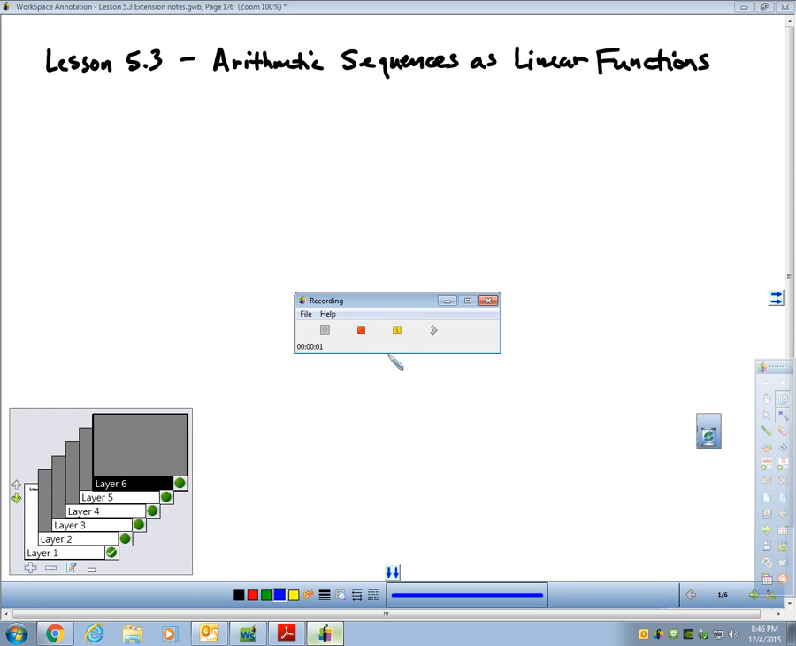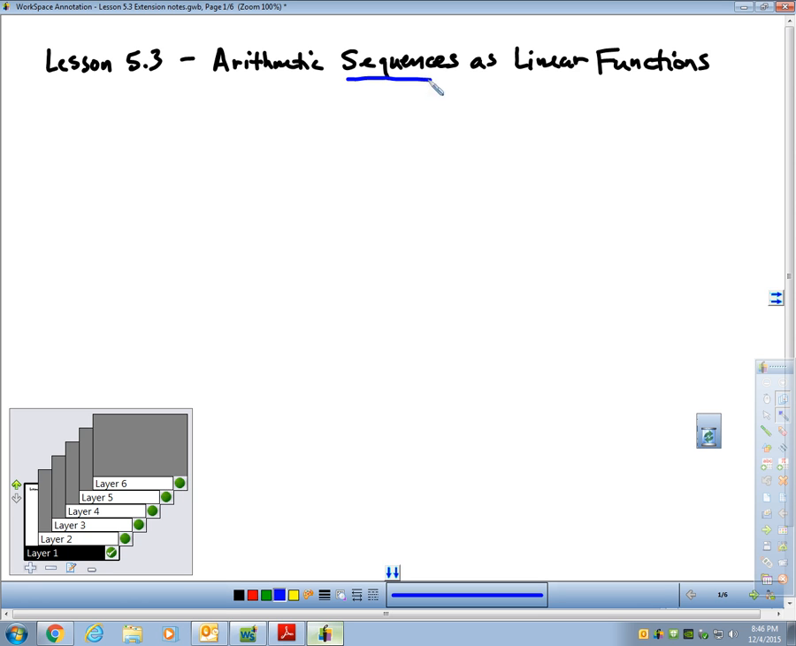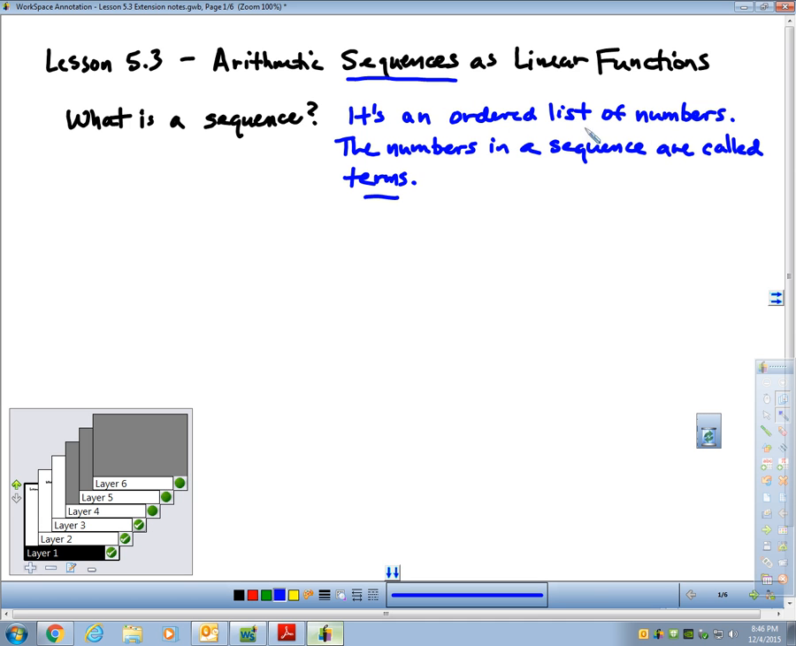This is lesson 5.3. We just finished a section on point-slope form, and we have a little extension to that lesson here. It's called arithmetic sequences as linear functions. Now you can see in the title, the first thing we need to talk about is what this term sequence means. A sequence is an ordered list of numbers. The numbers in a sequence are called terms.